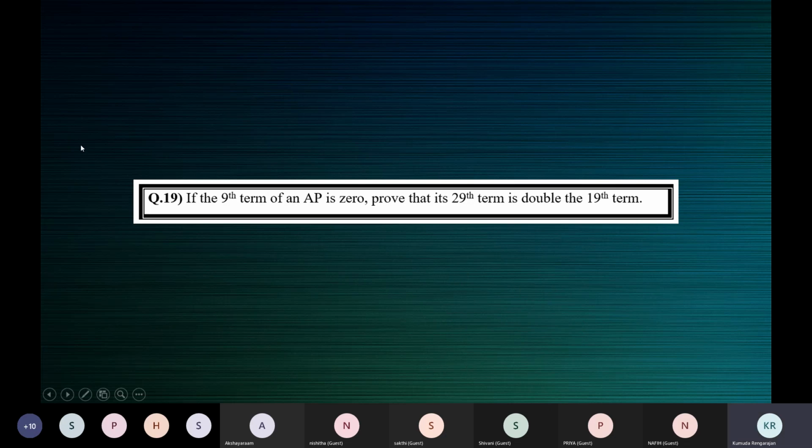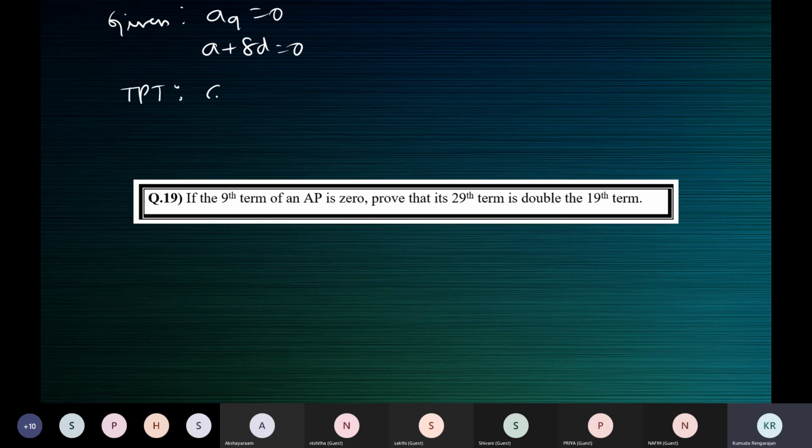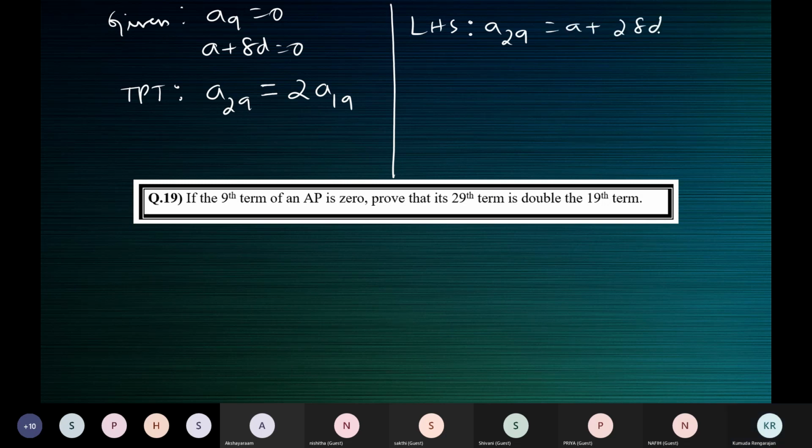Otherwise, what you can do is, of course, we are given the same thing. The ninth term is 0, which means a plus 8d is equal to 0. We need to prove that the 29th term is equal to double the 19th term. So take up the LHS, A29, which is a plus 28d. You can split this as a plus 8d plus 20d.